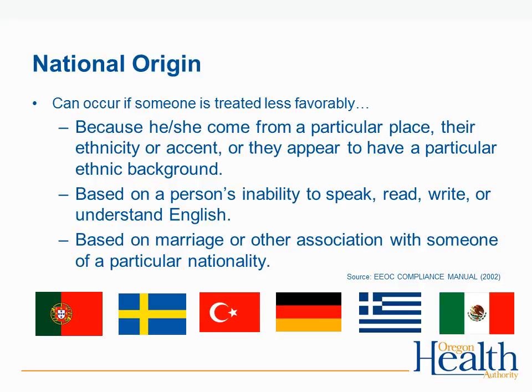National origin discrimination can occur if someone is treated less favorably because he or she comes from a particular place, because of his or her ethnicity or accent, or because he or she appears to have a particular ethnic background. Discrimination can also occur based on a person's inability to speak, read, write, or understand English, and based on marriage or other association with someone of a particular nationality.